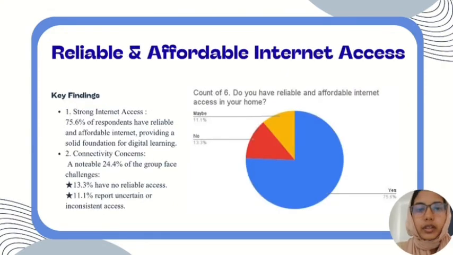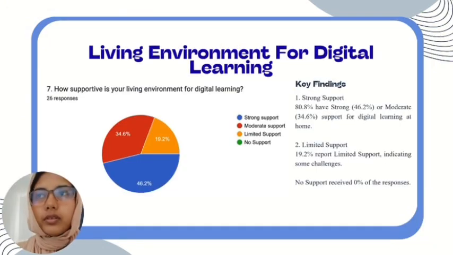Now let's look at reliable and affordable internet access. Our survey shows a positive picture: 75.6% of respondents confirm they have reliable internet access at home, while 13.3% have no reliable access at all, and 11.1% reported uncertain connectivity. That means nearly a quarter of learners could be at risk of digital exclusion. So now let's look at the next slide.